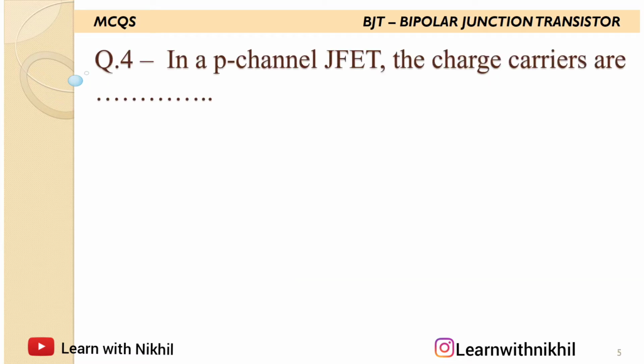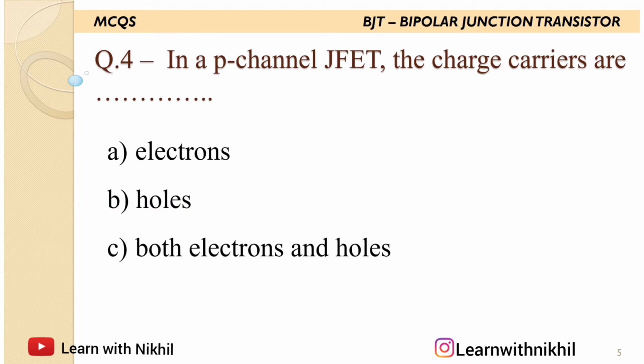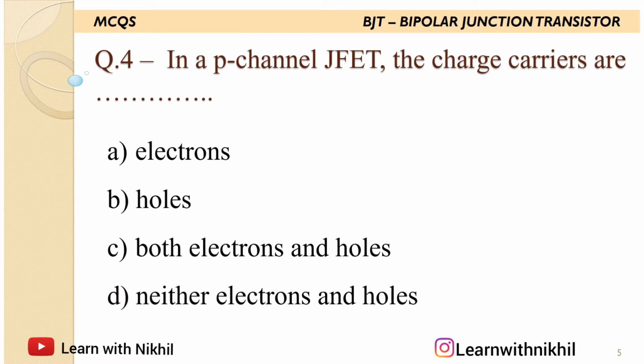Next question. In a p-channel JFET, the charge carriers are A. Electrons, B. Holes, C. Both electrons and holes, D. Neither electrons nor holes. So as you know, in p-channel JFET, you have holes, and in n-channel it is electrons. So here the right answer is holes.